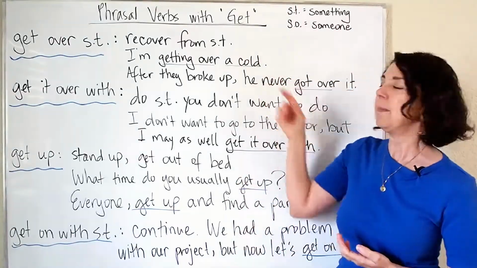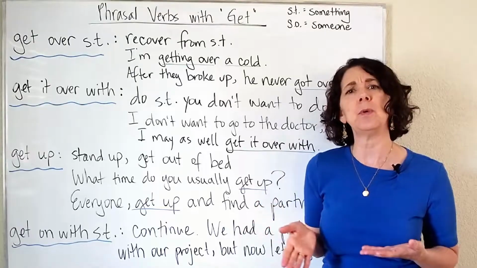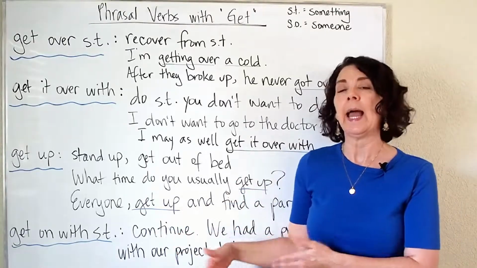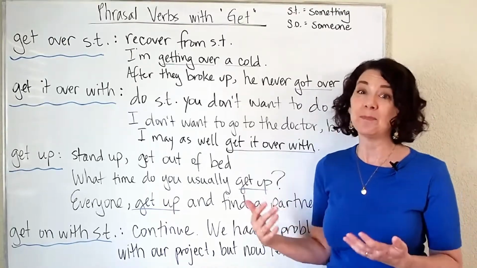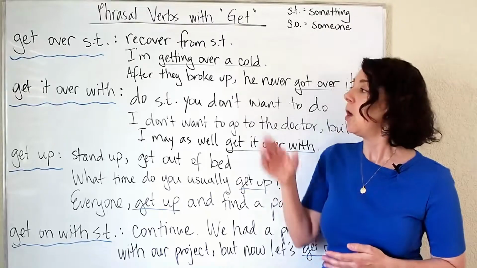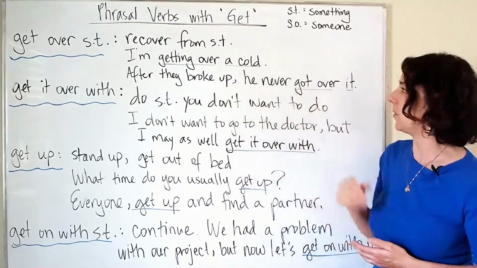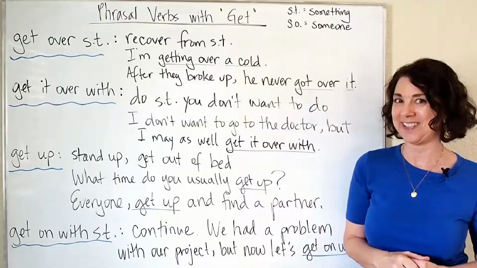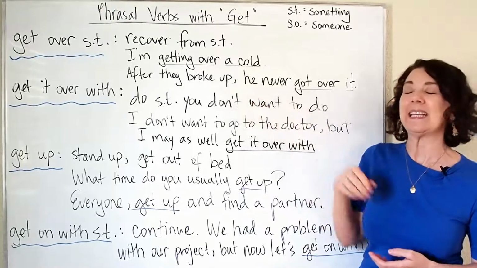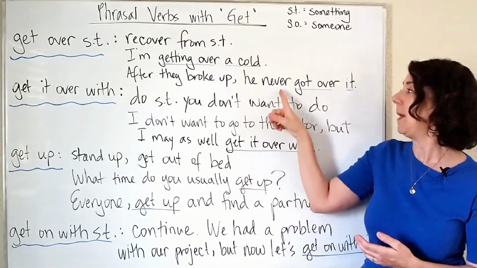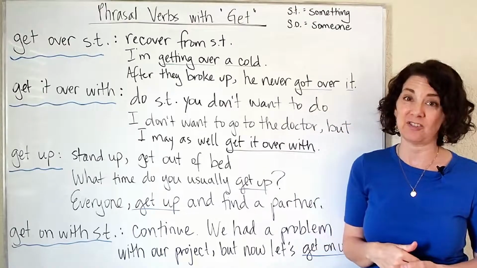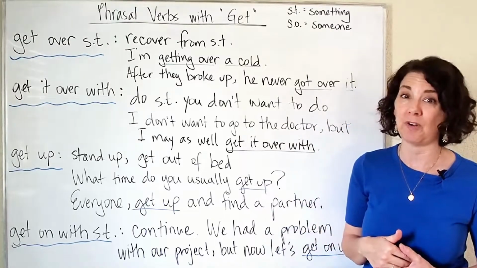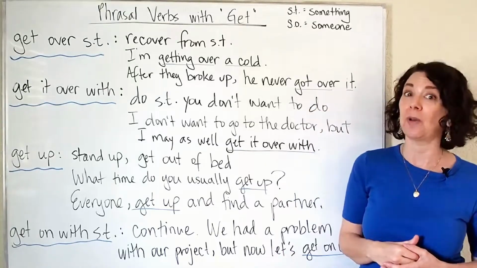For example, I'm getting over a cold. This is something that we use if we have been sick, and then as we are recovering, we say, I'm getting over a cold, or I'm just getting over COVID. Or, for example, after they broke up, he never got over it. You can finally get over her. What does this mean? This means that he and his girlfriend broke up, but he was never able to get over that situation. He was never able to move on. He never got over it.